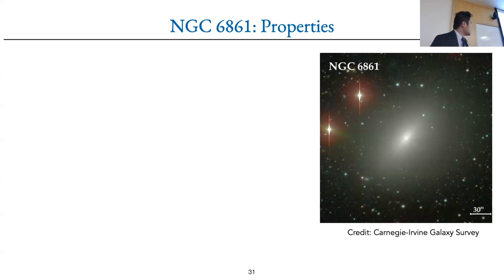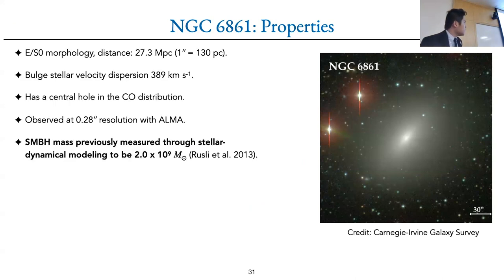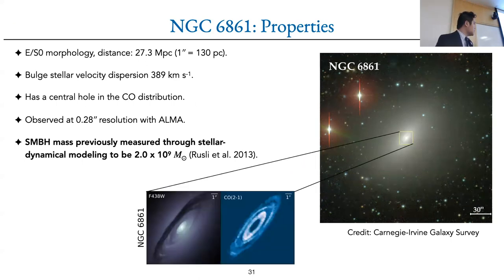So let's talk about NGC 6861 now. This is, again, a nice giant elliptical galaxy that has a previous black hole mass measurement of about 2 billion times the mass of the sun. And if we zoom in to the very center of the galaxy, we do see a nice extended dust disk here. And we can also see that there is an absence, or a dearth, of both dust and gas at the very center here. There's a hole. The origins of these holes are not entirely clear, but I will tell you that it is going to be an important factor in this measurement.